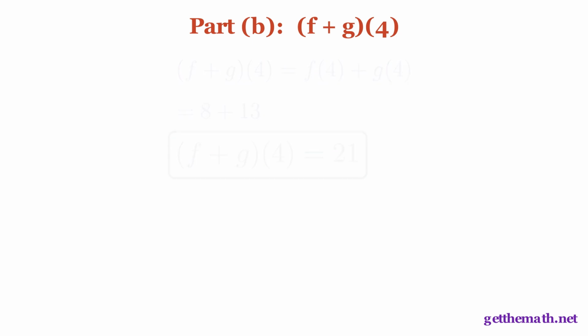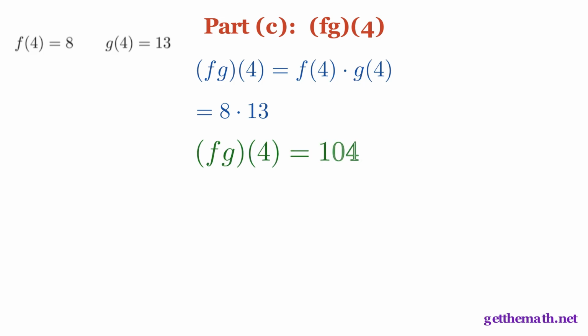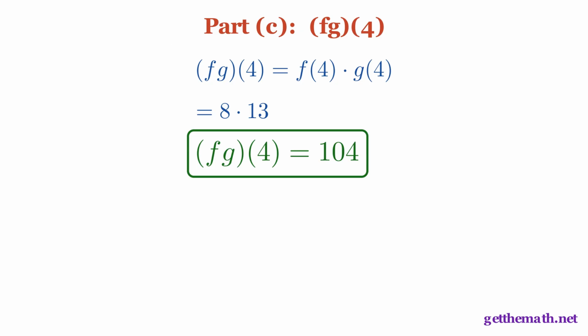Part C: find (f times g)(4). The rule says, multiply the function values. (f times g)(4) equals f of 4 times g of 4. Substitute 8 times 13. (f times g)(4) equals 104.